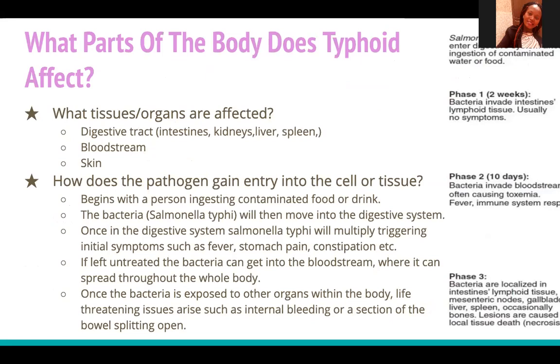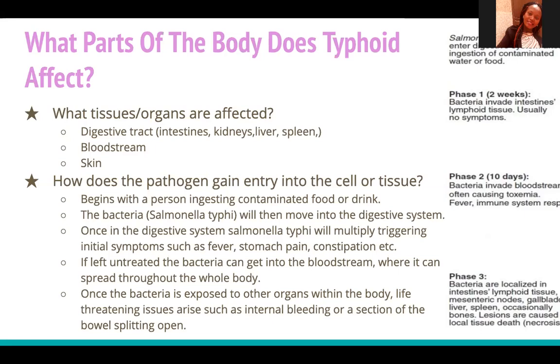What parts of the body does typhoid really affect? Salmonella typhi bacteria enter the digestive system after ingestion of contaminated water or food. So that's the start. And then there are 3 phases. Phase 1 takes 2 weeks, and bacteria invade the intestines and lymphatic tissue. In this stage, there are usually no symptoms. The patient is just asymptomatic.